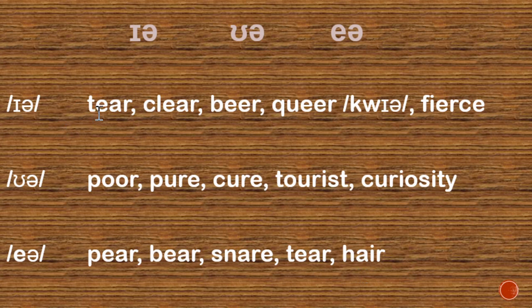Here, T-E-A-R is tear, which is the fluid that comes from your eye. And this is tear, the act of tearing something. So, pear, bear, snare, tear, hair. So, we have looked at these three sounds: ear, as in tear, ur, as in poor, and air, as in pear.